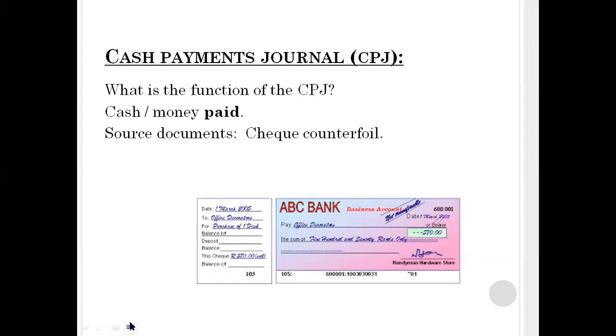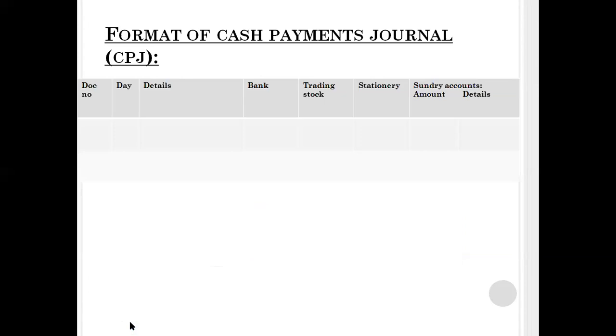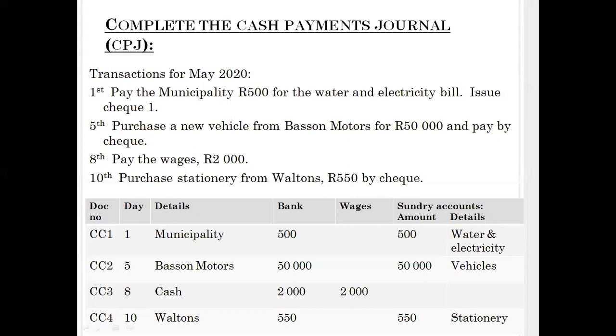And then we have looked at the format of the CPJ, and you will see there it was your document number column, day, details, bank, and then the rest of the columns will be different from activity to activity, but you will end off with the sundry accounts. And then we have started to look at transactions, examples, how you're going to complete the CPJ.